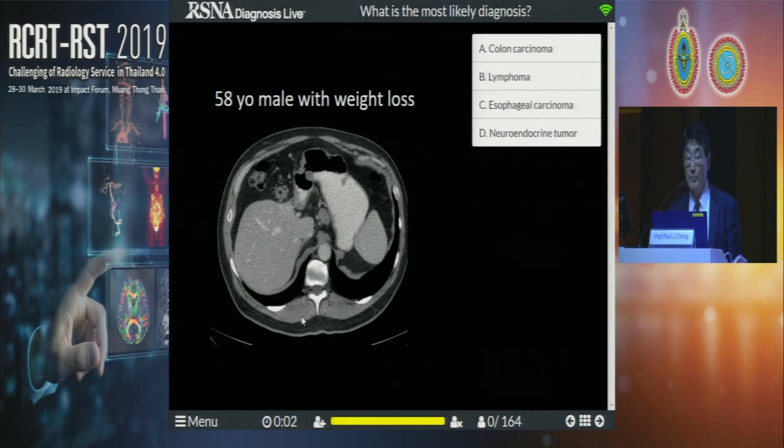Okay. Here's another one. 58-year-old male with weight loss. What is the most likely diagnosis?